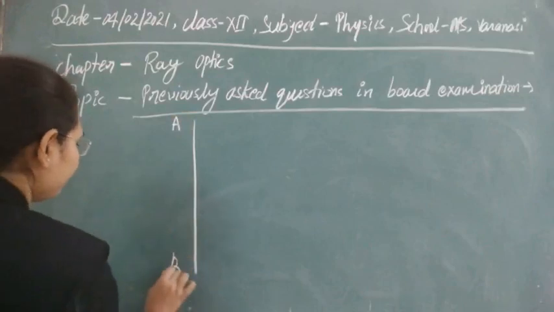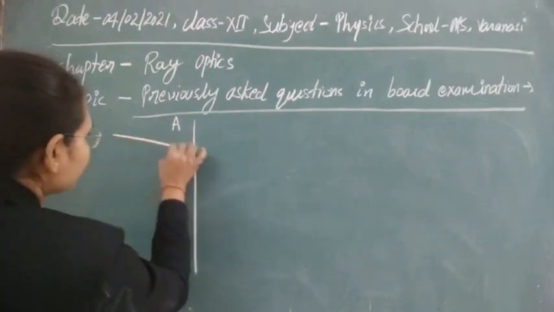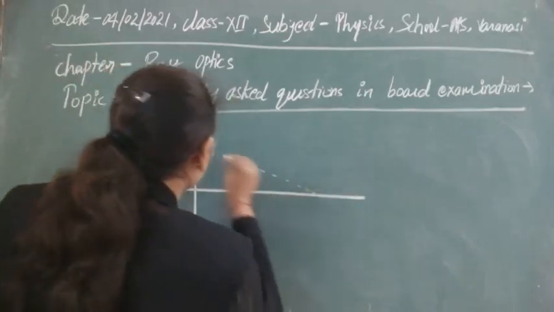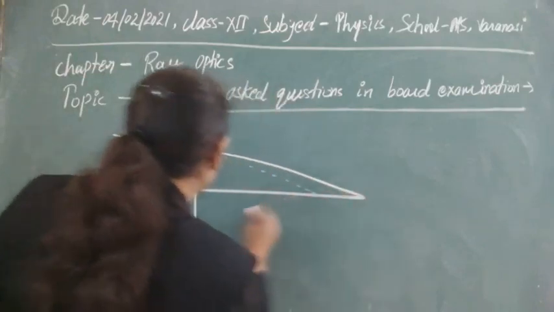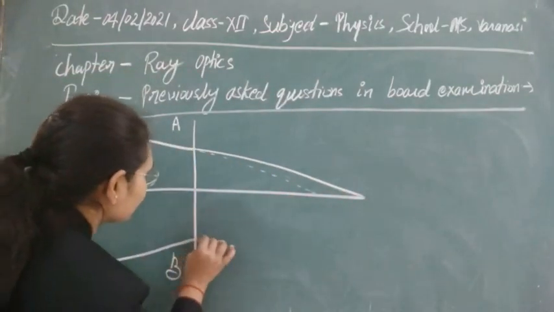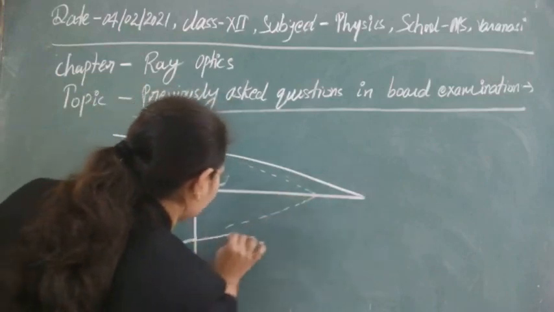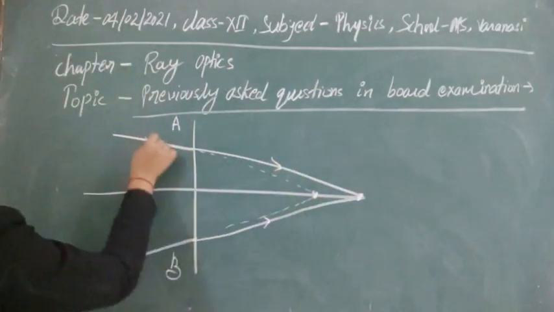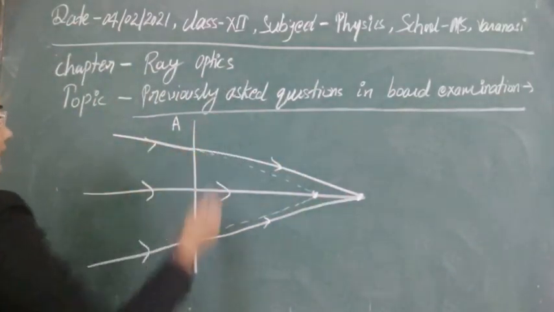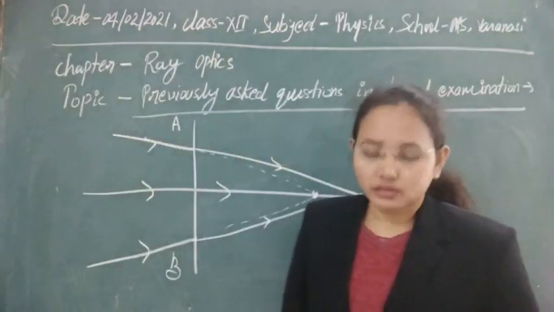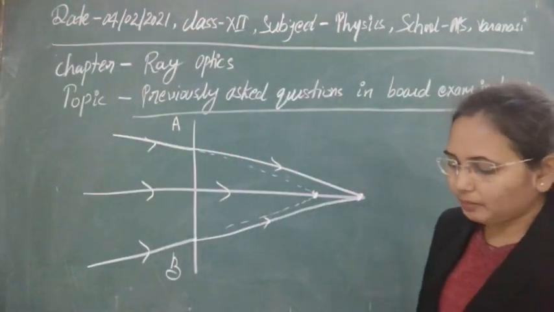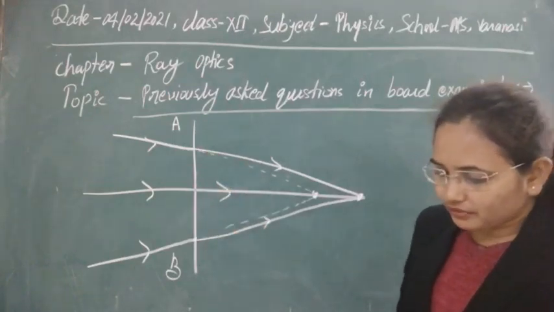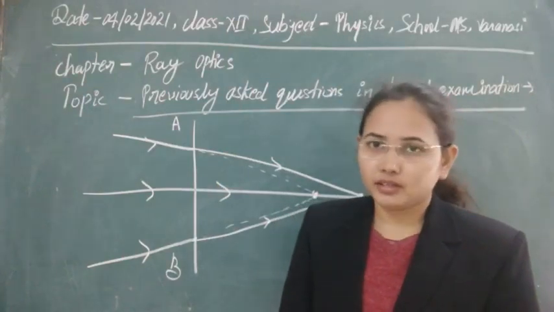This is an AB surface we have, and this is the principal axis. Basically this diagram is shown to us. We have to just mention that the line AB in this ray diagram represents a lens. So state whether the lens is convex or concave.